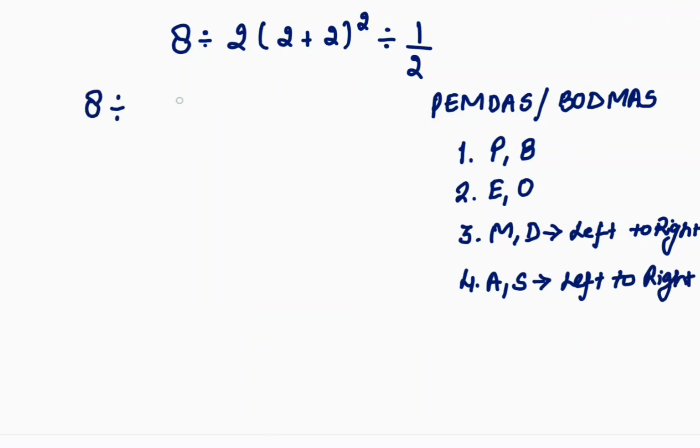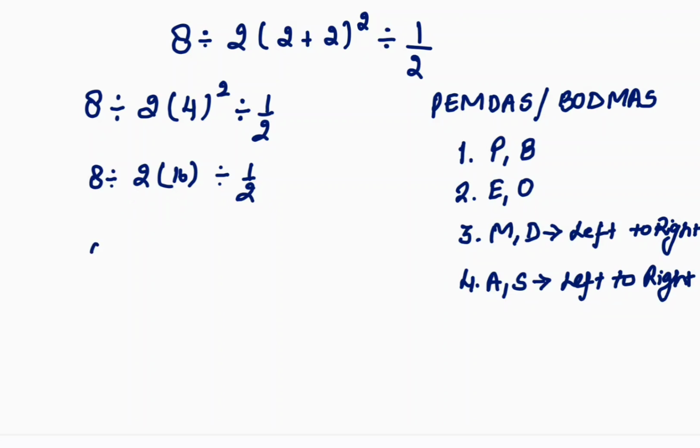So 8 divided by 2, first solve for parenthesis 4 square divided by 1 by 2. Next solve for exponential 8 divided by 2, 16 divided by 1 by 2. This 2 bracket 16 is nothing but 2 into 16 divided by 1 by 2. Since all are division and multiplication symbols, so use the method from left to right.